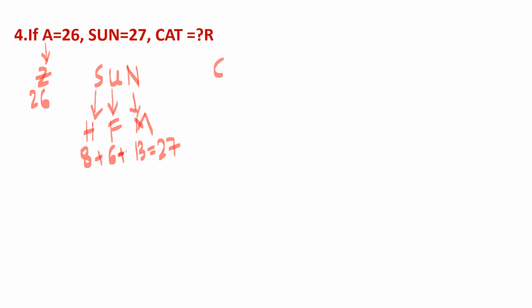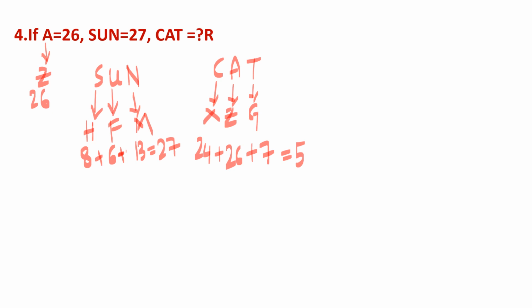CAT, C, A, T. Cat. C opposite letter is X, A opposite letter is Z, T opposite letter is G. X is 24 plus 26 plus 7 is equal to 57. The code of CAT is 57.